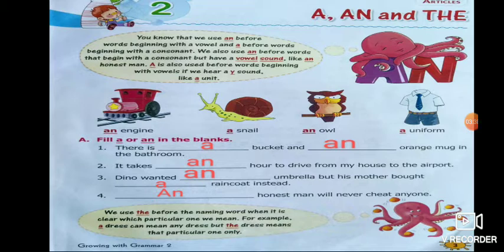Okay? Next, we use the before the naming word when it is clear which particular one we mean. For example, a dress can mean any dress, but the dress means that particular one only. Article the shows uniqueness or a specific thing. Okay?